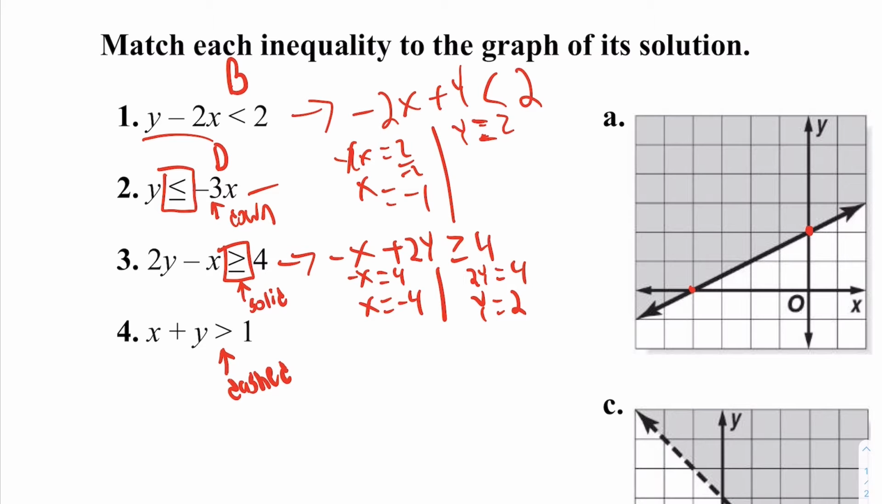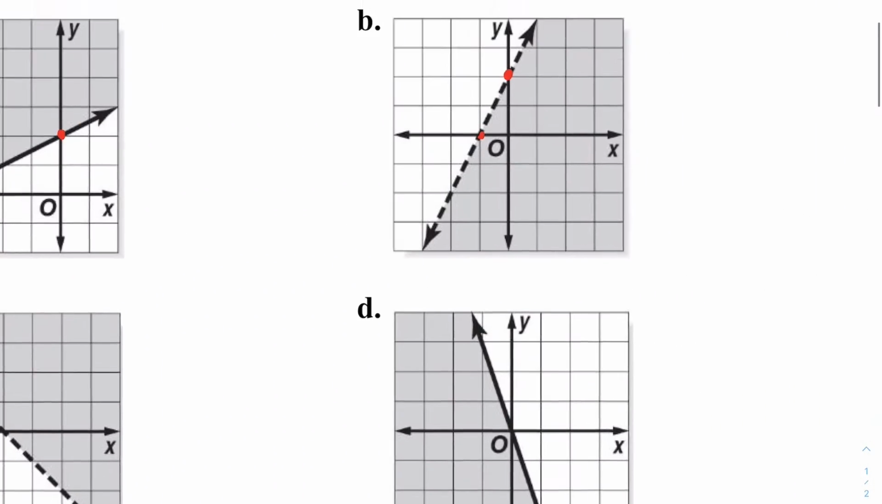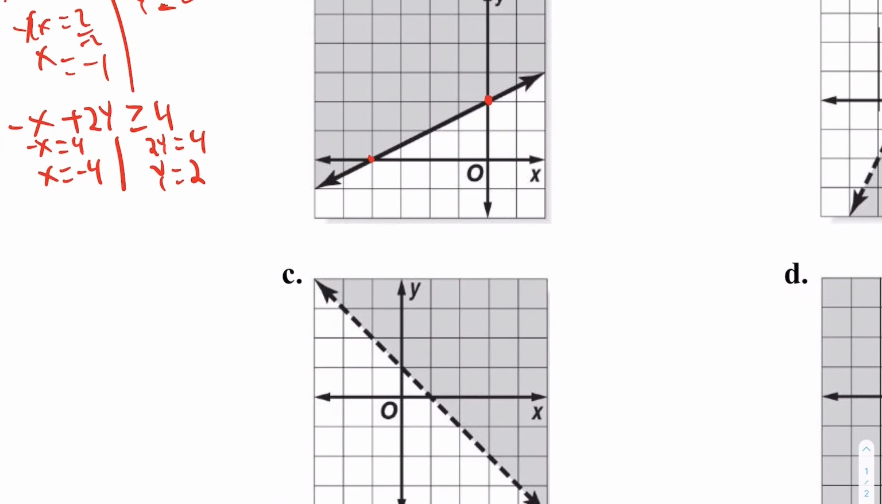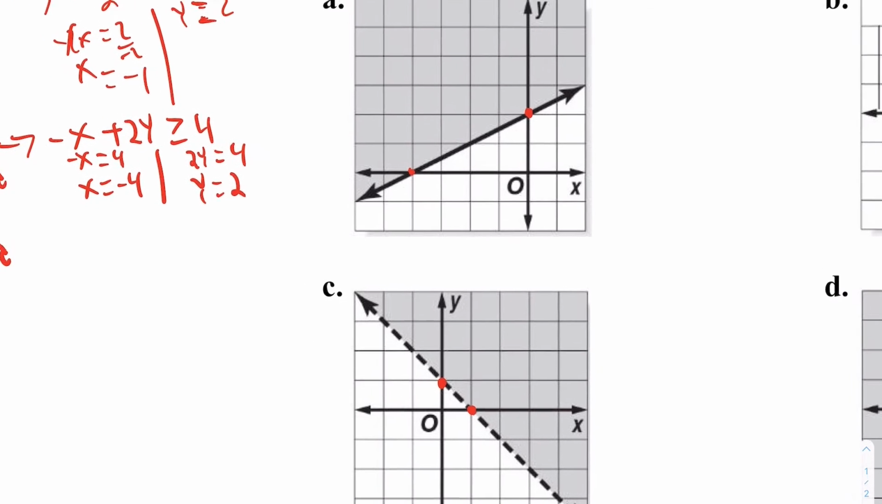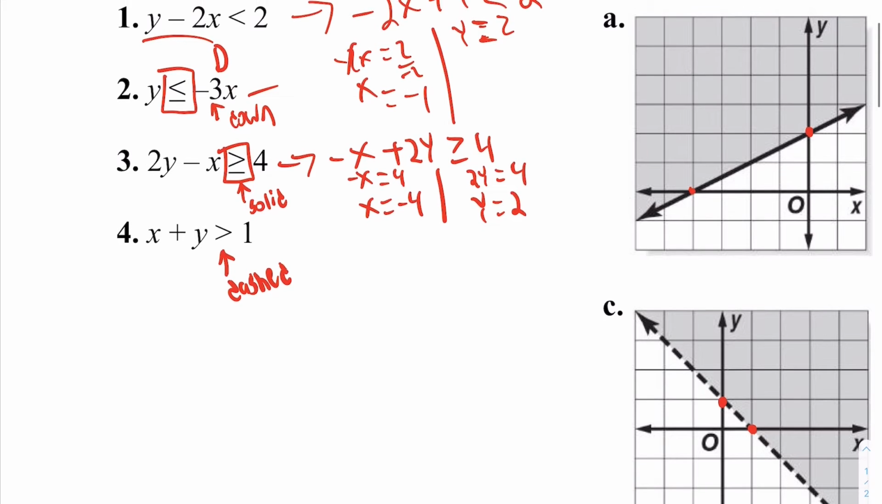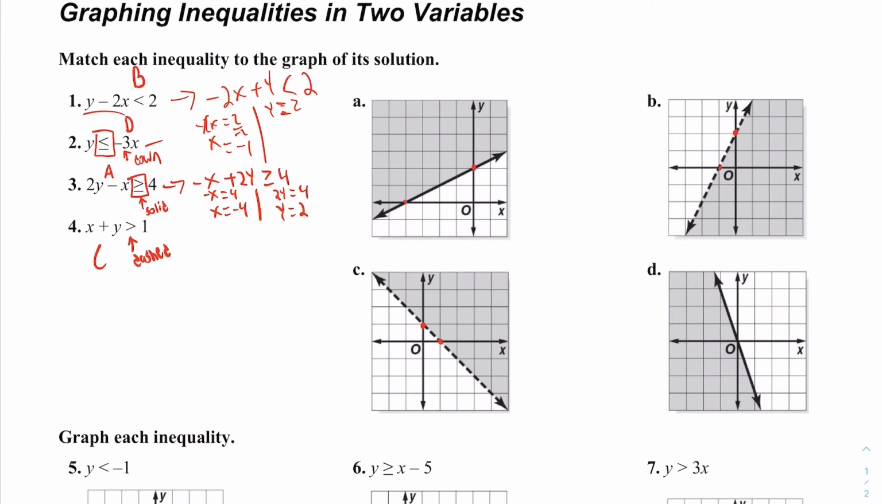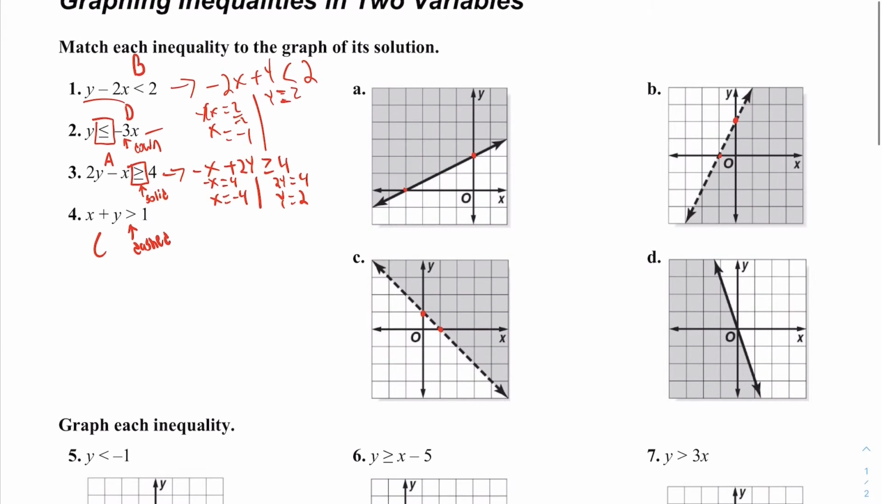X plus y is greater than 1 means we should have two intercepts of 1, like in letter C. And we should have a dashed line, which is correct. 4 is C. 3 was A. And that's how you choose between multiple choice which graph matches the inequality.